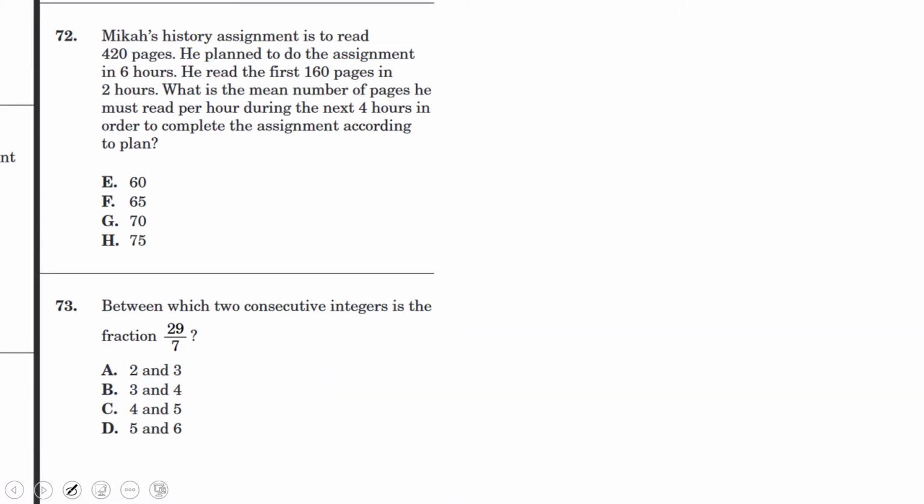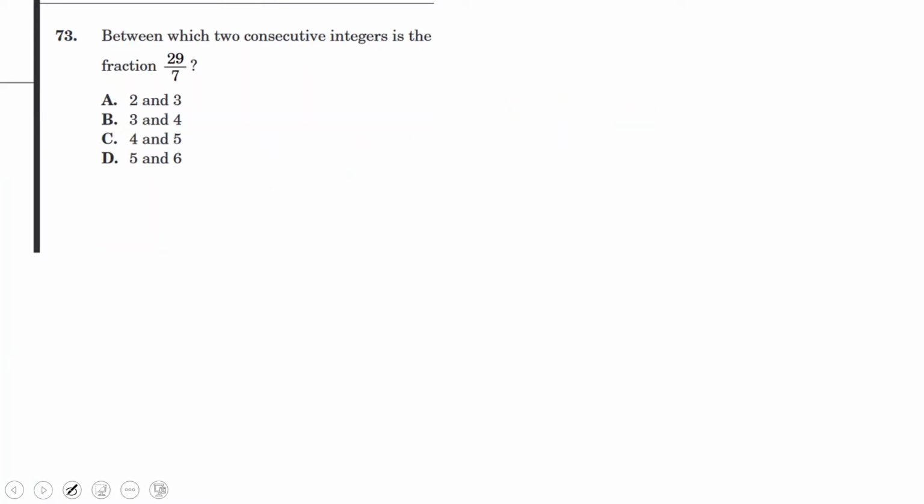Next, Mika's history assignment is to read 420 pages. He planned to do the assignment in 6 hours. He read the first 160 pages in 2 hours. All right, so how many pages does he have left? He has 260 pages left, and he has 4 hours left. So that is 65 per hour. Between which two consecutive integers is this fraction? All right, so that's like 4 and 1/7, so between 4 and 5.